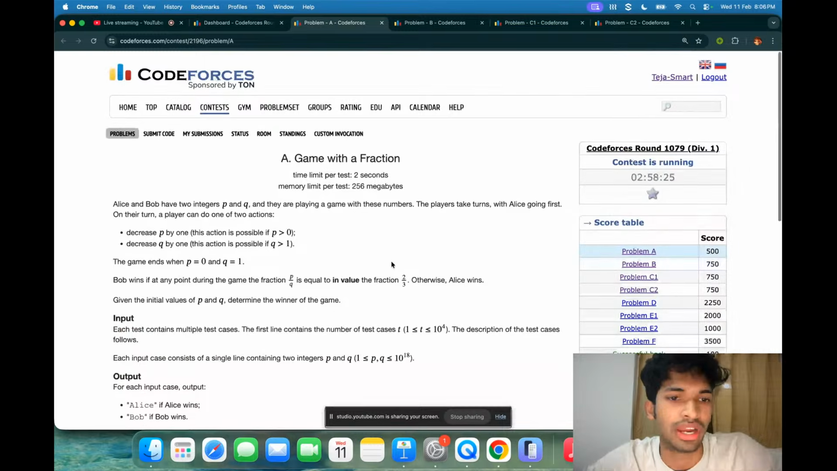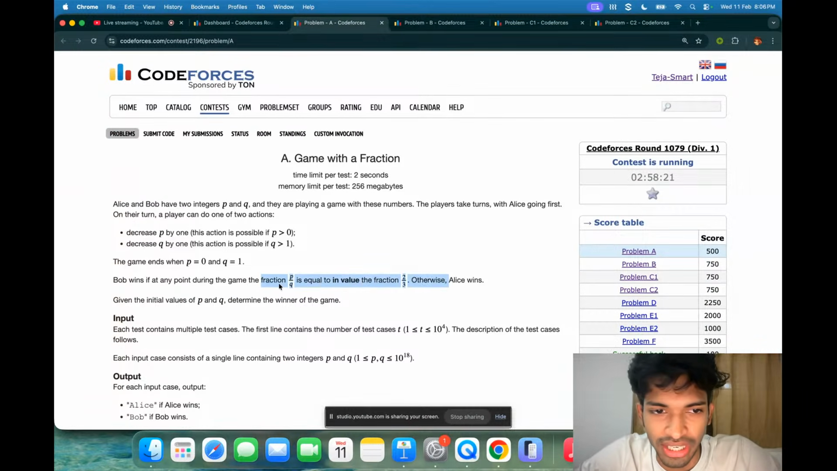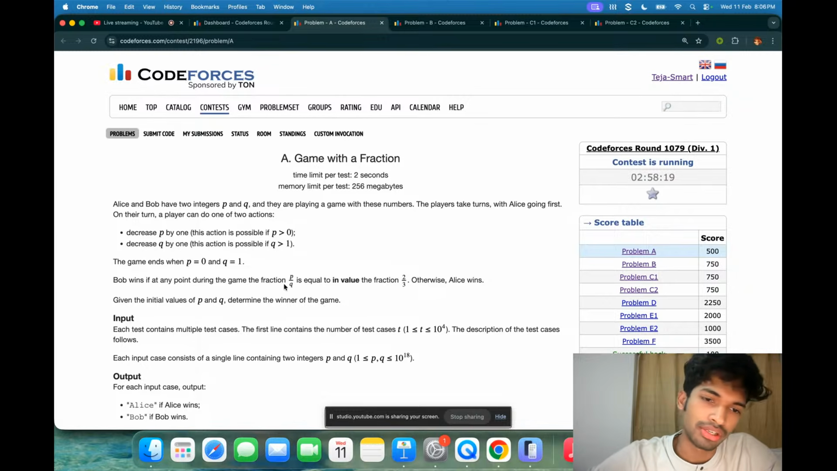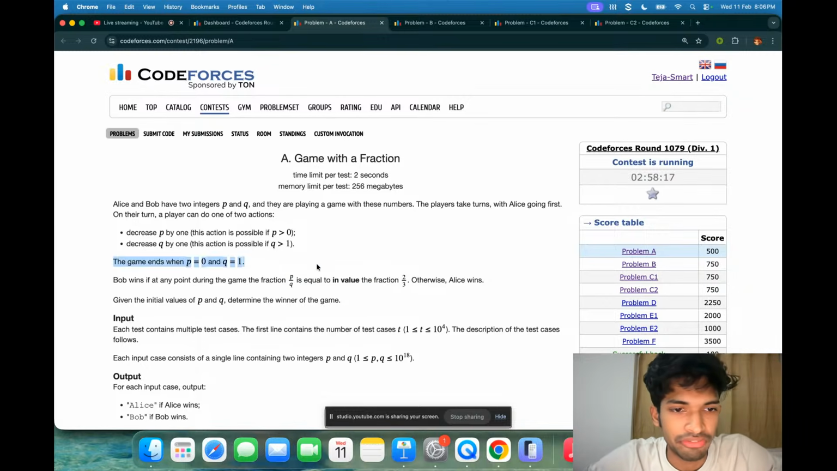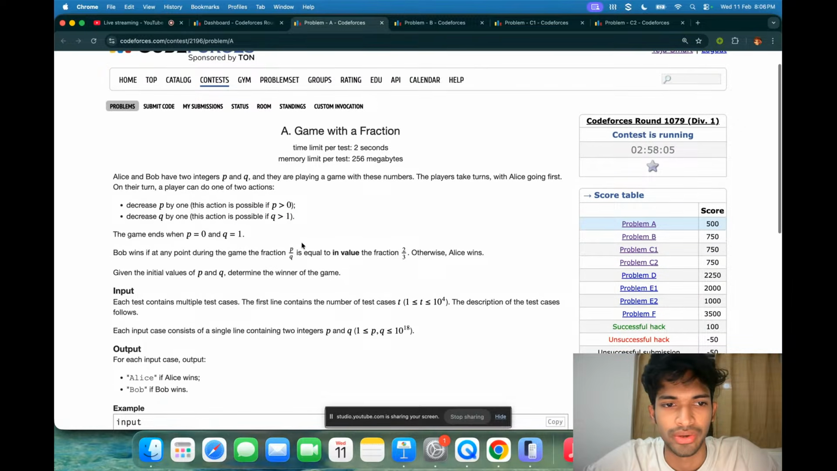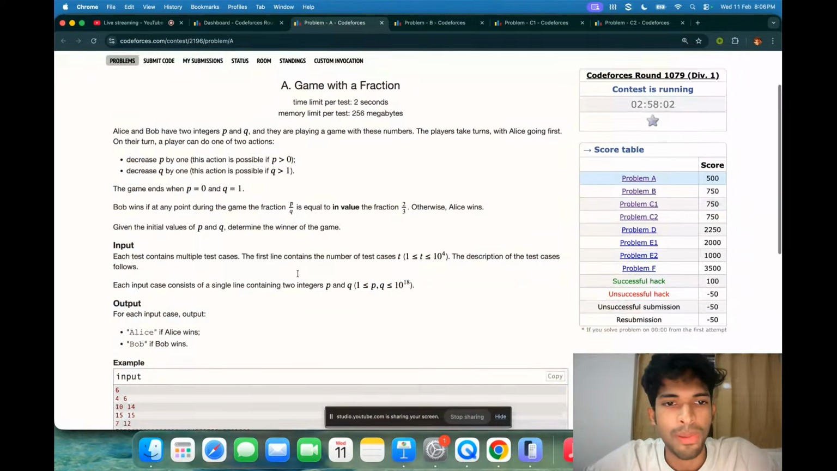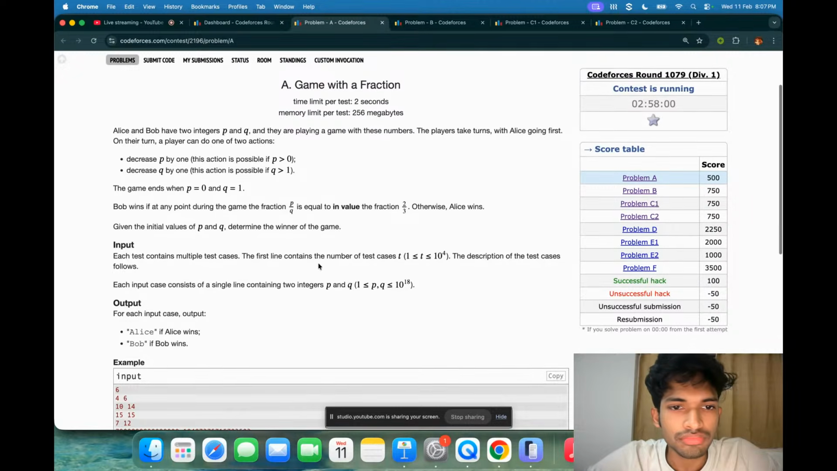We have to just find a way, like if there is a way that Bob can get this fraction at some time, or we have to see if Alice can bring it to here. Okay, Q should be greater than 1. So eventually the game comes here because if people keep decreasing, eventually P becomes 0, eventually Q becomes 1, right? So how can we do this?